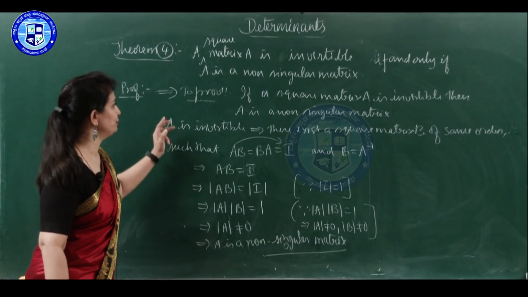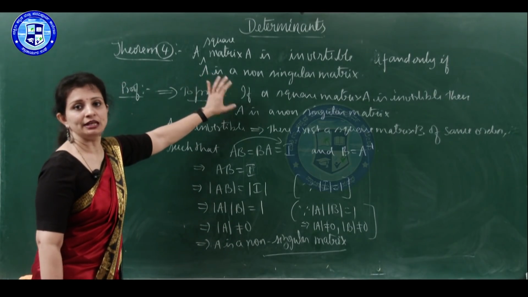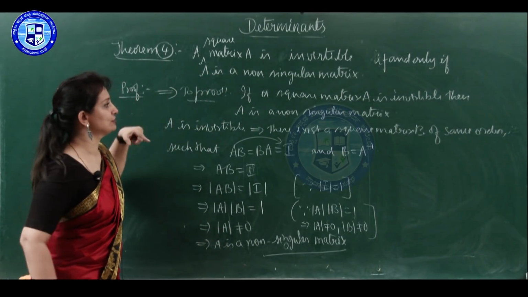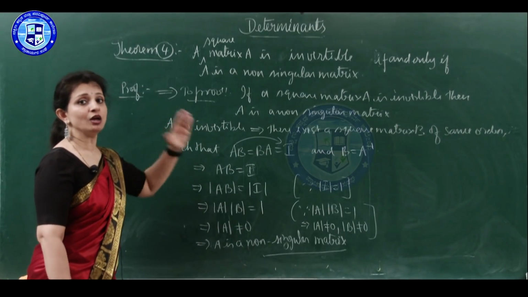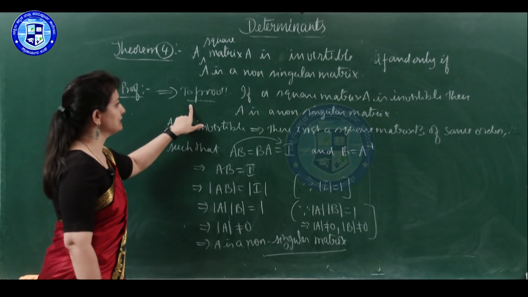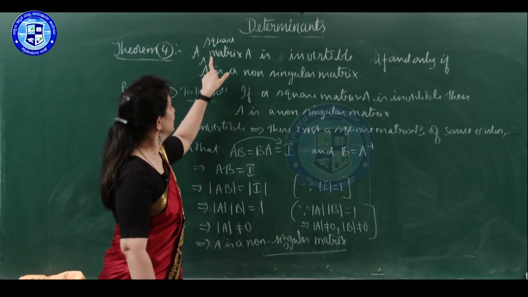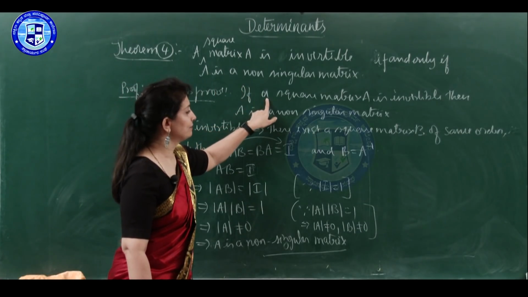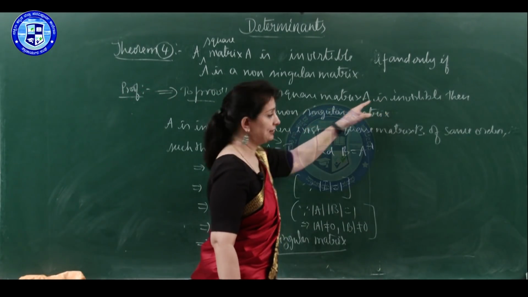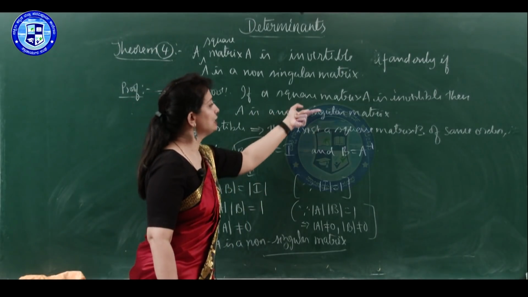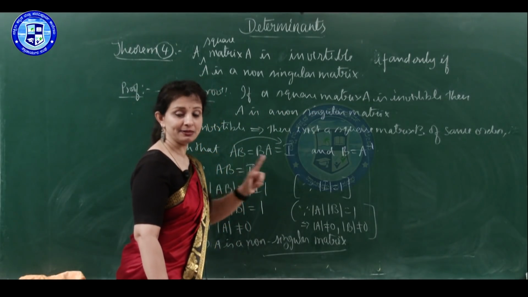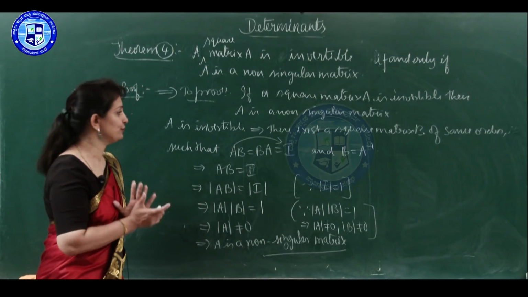Look at this. First part we have proved directly. Now the converse. What is the converse of this theorem? We will prove the converse of this theorem. So what is it? First one, to prove: if A is a square matrix and A is invertible, then we have to show that A is a non-singular matrix, meaning determinant A is not equal to 0. We have to prove that.